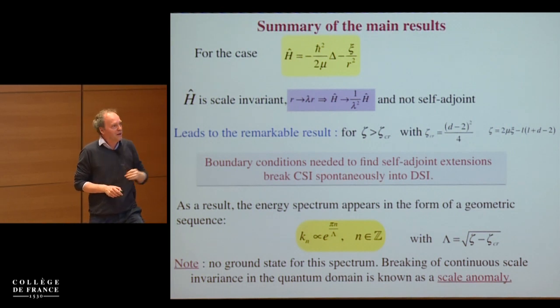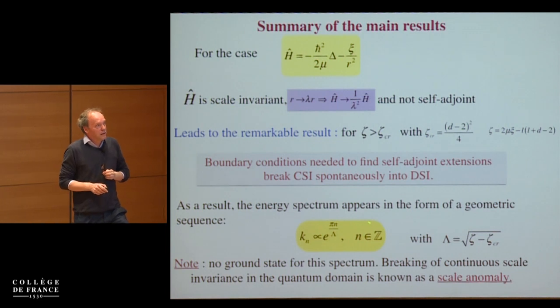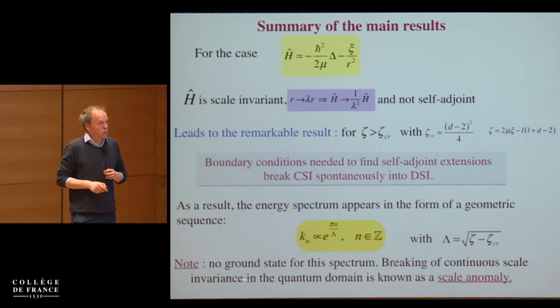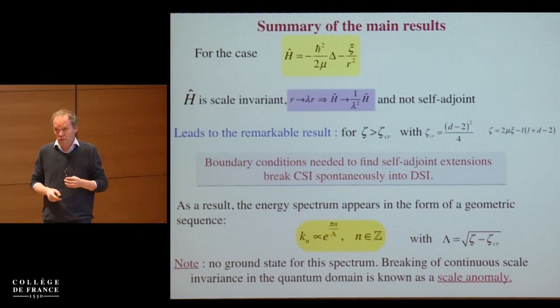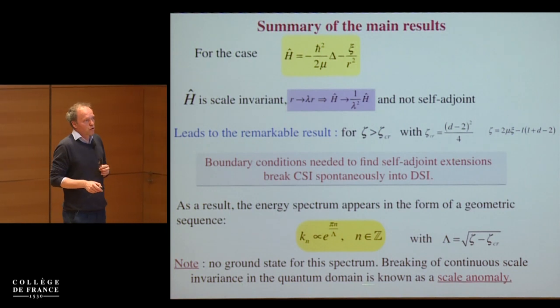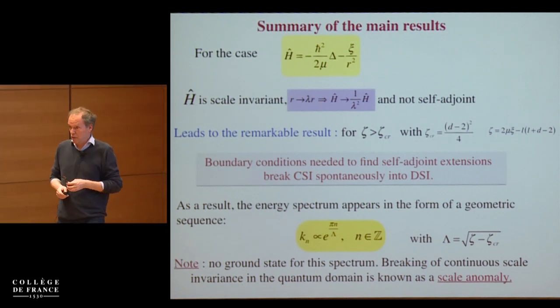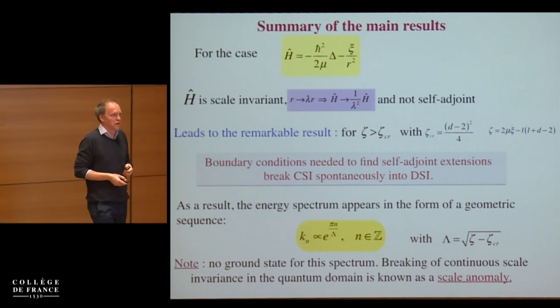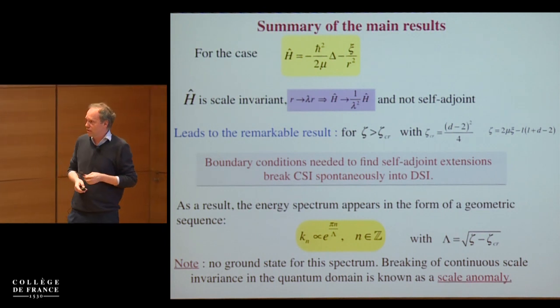It's just the result. And this discrete spectrum, in fact, is a result of this discrete scale invariance. Now, this is a very generic feature. First of all, this spectrum does not have a ground state, which we noticed already. And the breaking of continuous scale invariance in the quantum domain is sometimes called the scale anomaly. This was very much popularized in the 70s by Roman Jackiw, for instance.